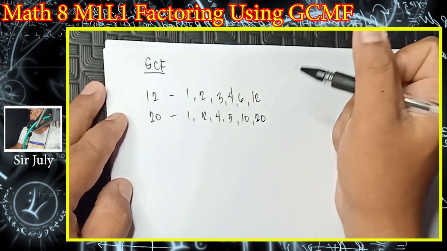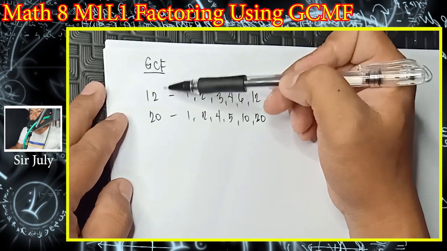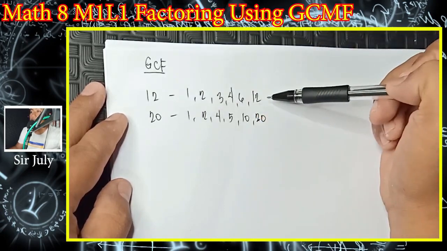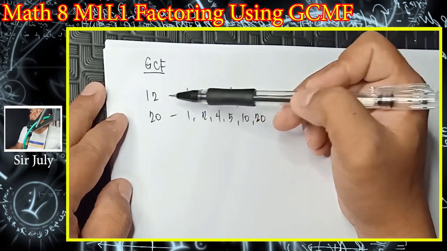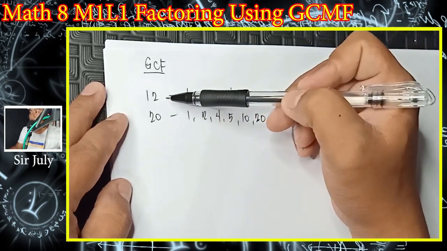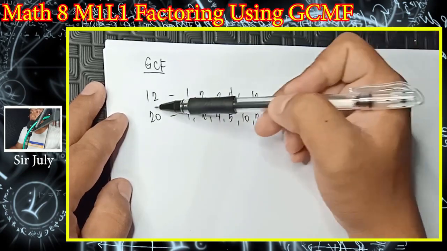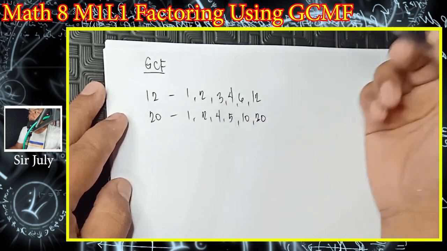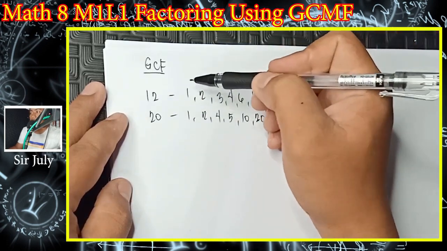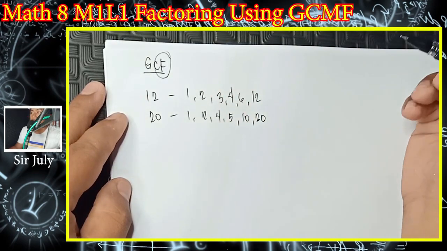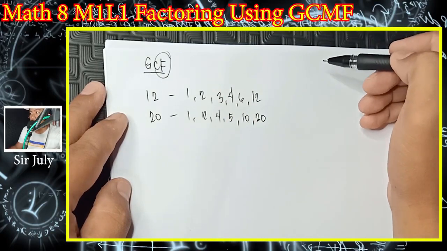So sa mga hindi nakakaalam kung ano yung factor, ito yung mga numbers na kapag i-divide natin doon sa given numbers, ang magiging sagot ay walang remainder, of course. Halimbawa, 12 divided by 2, 6, 12 divided by 3, 4, etc. So yun yung tinatawag nating factors. Of course, ang mga factors ay those are positive numbers.